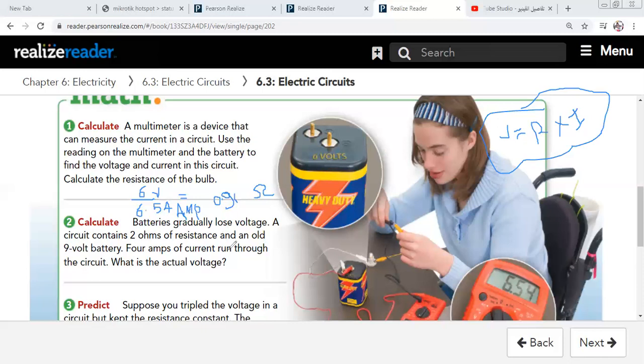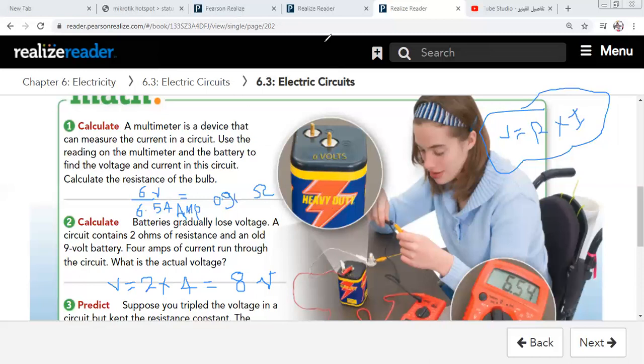So the actual voltage V equals 2 times the current. The current equals 4 amperes. The voltage equals 2 times 4, equals 8. What is the unit of voltage? V. Yes, excellent. Please solve it in your book.